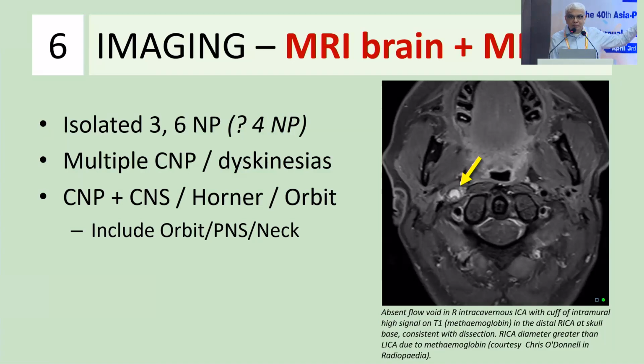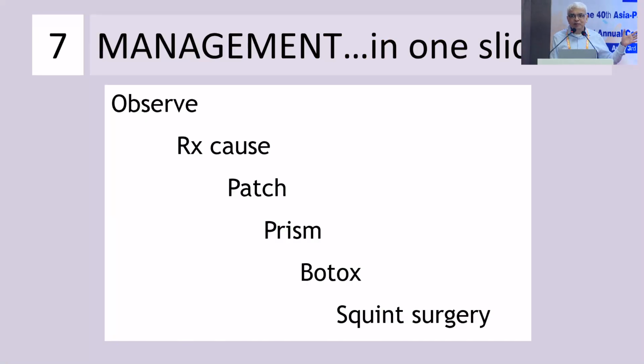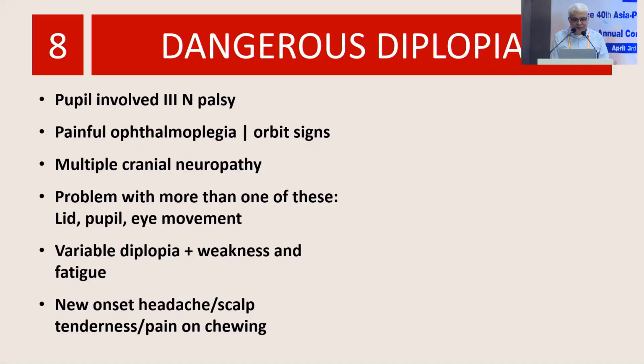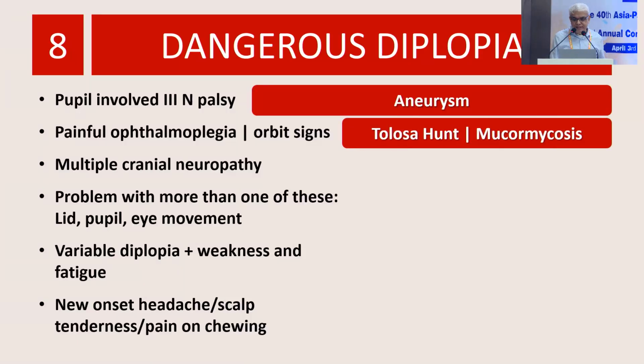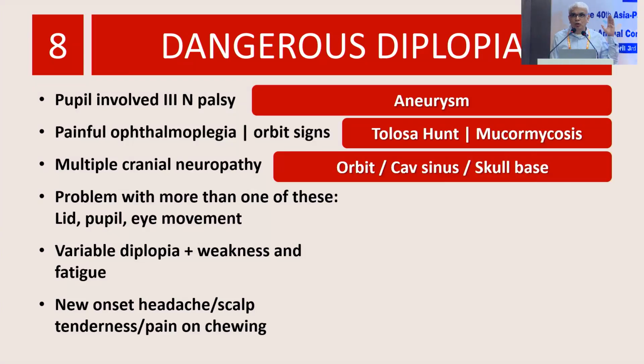Okay, so that's a patient with dissection there, carotid dissection with neck manipulation. Management is very quick, so I'm not going to waste too much time on this. My time is running out. But importantly, I want to talk about dangerous diplopias. So in a pupil involved third nerve palsy, we'll be looking at aneurysms. As far as painful ophthalmoplegia with orbit signs, we could think of Tolosa-Hunt or mucormycosis. Multiple cranial nerve palsies, neuropathies, think of orbit, cavernous sinus, and the skull base.